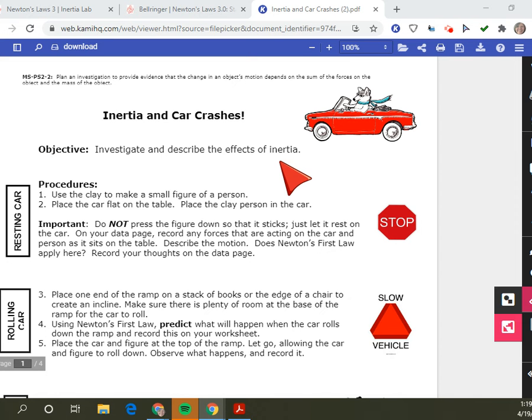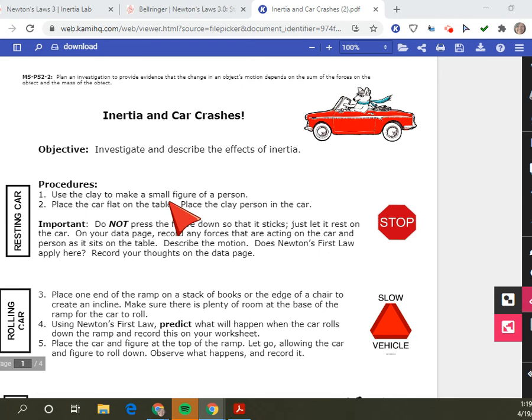Inertia is the idea of Newton's first law. An object at rest stays at rest. An object in motion will stay in motion unless acted upon. So whatever it's doing is going to keep doing unless it's acted upon by another force. All right, so the first one says, procedures.